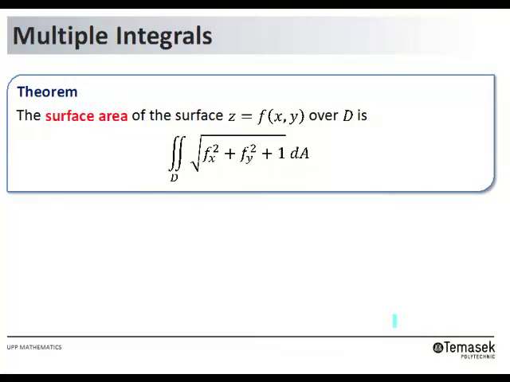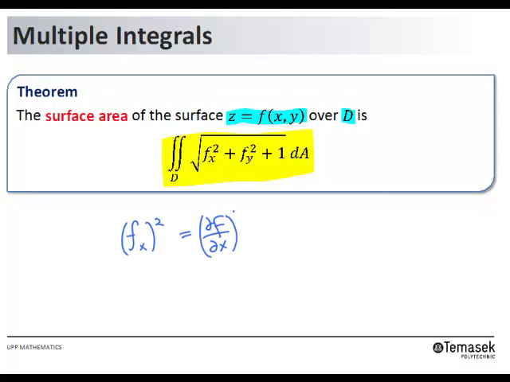With the help of some examples, this video discusses how we find surface areas and volumes for three-dimensional objects. The surface area for z equals f(x, y) over the region D is given by this formula, where f subscript x squared is equal to partial f partial x squared, and f subscript y squared is equal to partial f partial y squared.